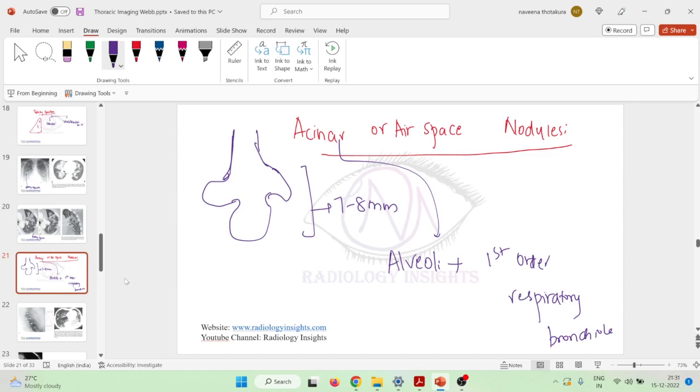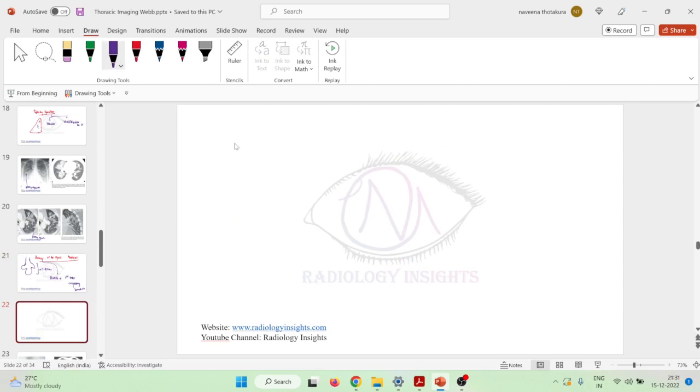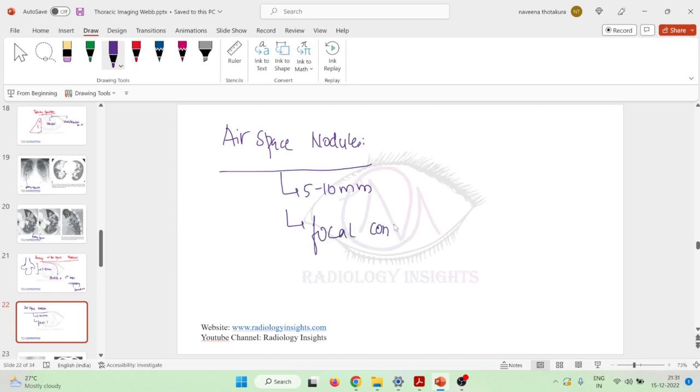Okay. Then what are these air space or acinar nodules? In air space nodules or acinar nodules, you will see these nodules are 5 to 10 millimeters in diameter, and these occur whenever focal consolidation is seen. So in the presence of focal consolidation, you will see these air space nodules. These air space nodules are poorly marginated, rounded air spaces. These are poorly marginated and rounded opacities.